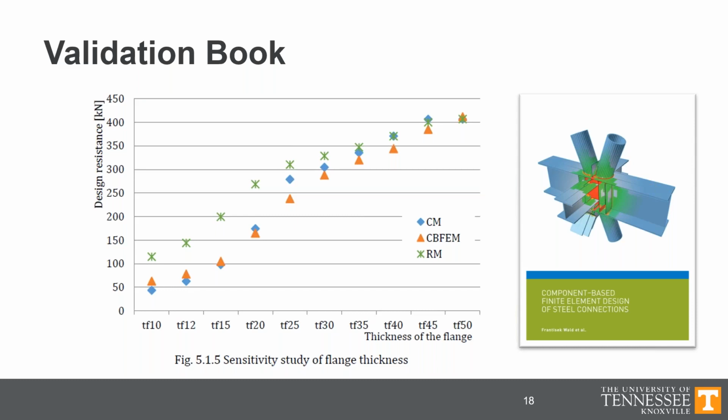What this study found was that the strength from the research-based model was greater than either the IDEA StatiCa CB-FEM results or the code-based approaches. So these results suggest that the traditional calculation methods underpredict the true strength. And despite IDEA StatiCa giving higher strength than the traditional calculations, IDEA StatiCa would still be conservative.